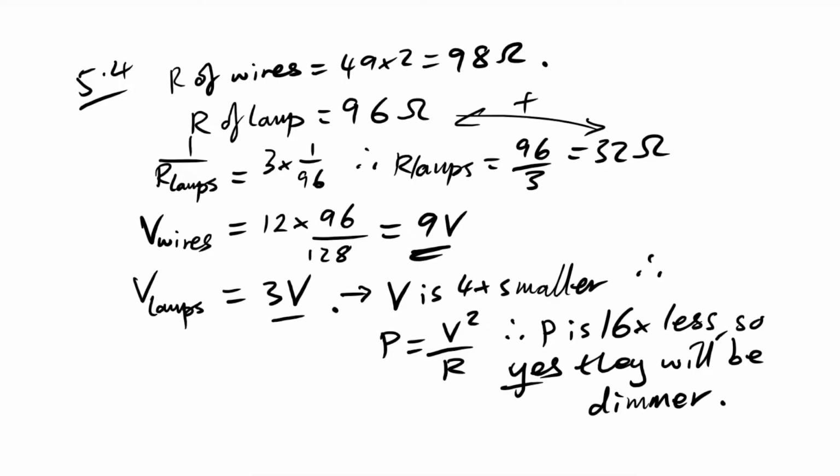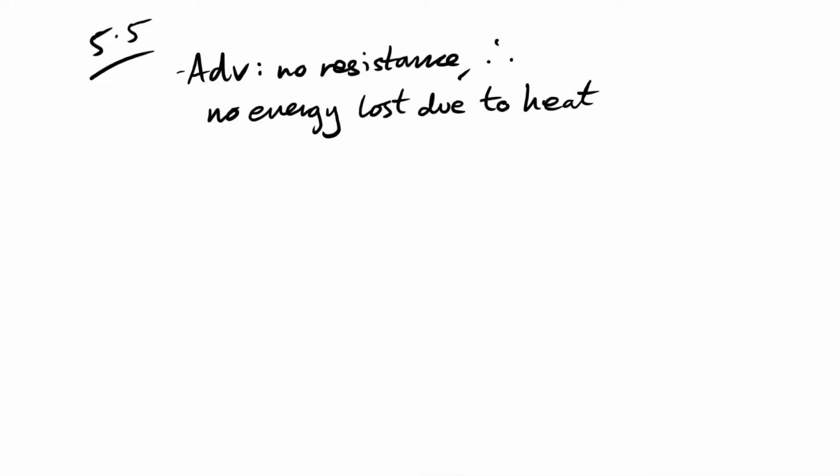5.5. Superconductors, nice and easy. Advantage: no resistance. Therefore, no energy lost due to heat arising from resistance.